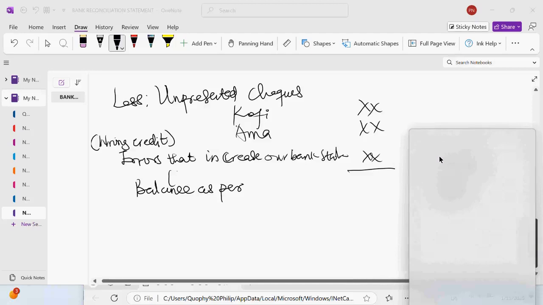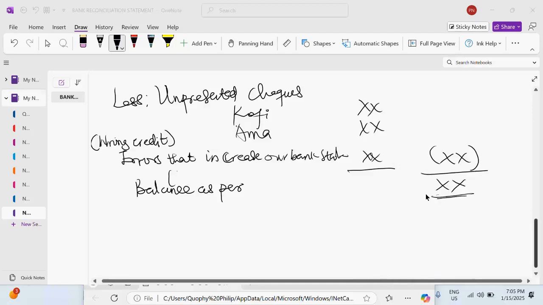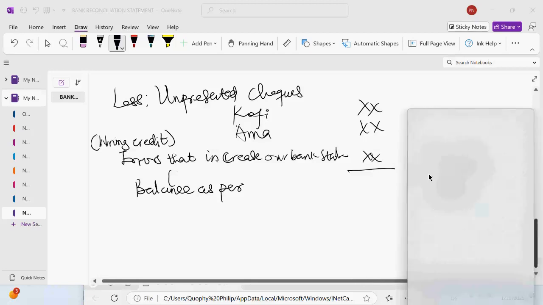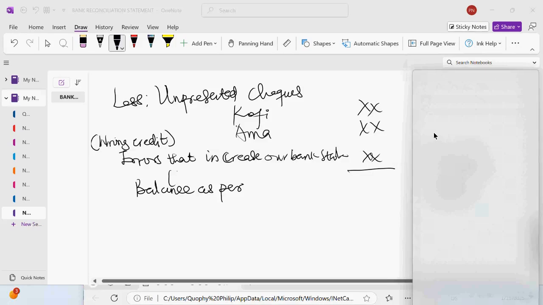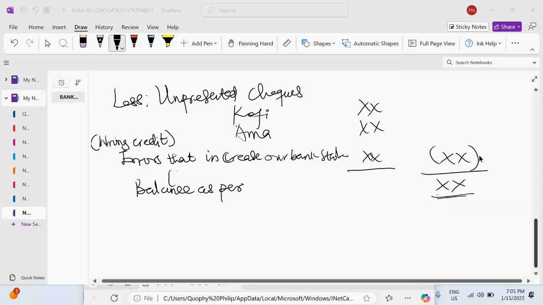Yes, the one whose hand is up. What's the name for the total balance? Hey, you don't know the name for the total balance.